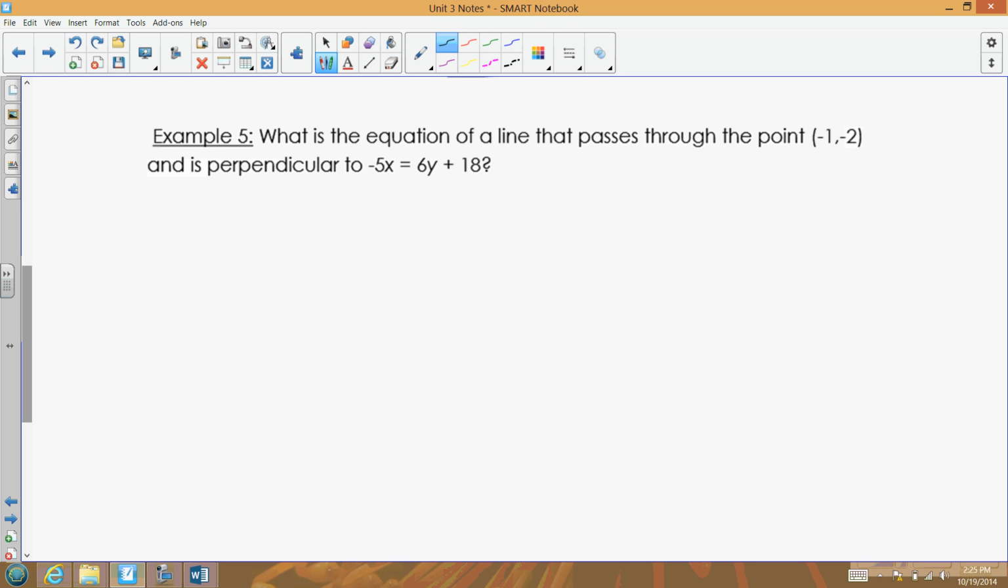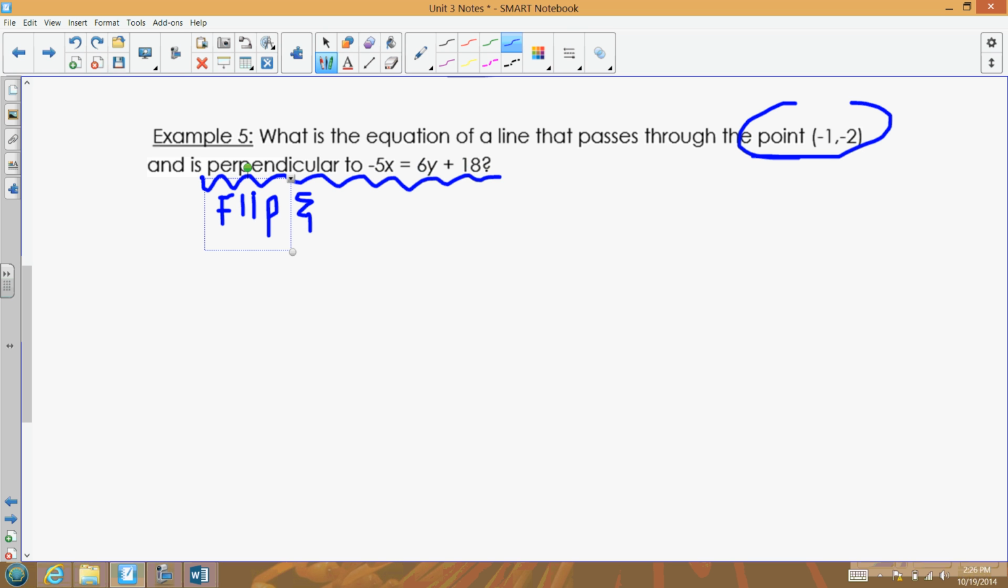And this is what happens when we want to write an equation that passes through a point, but it's now perpendicular. So we want to pass through this point, and it needs to be perpendicular to this equation: negative 5x equals 6y plus 18. So what we're going to do, perpendicular means it's going to be flip and negate for the slope. So again, we're given a point, and we're going to be given something about the slope, which means I want to use the point slope form of a line.